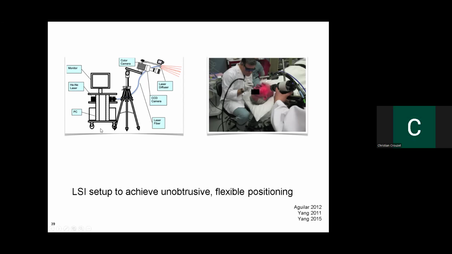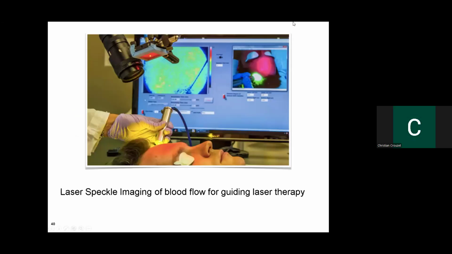This is a cart-based system with a computer that has real-time processing. It acquires the raw speckle image and converts it to the speckle flow index map so you can see it in real time. Here's an example of a patient undergoing treatment by Dr. Nelson while laser speckle imaging images the subject. This is an example of the LabVIEW GUI that enables real-time processing of the speckle images to look at how the laser therapy is going.